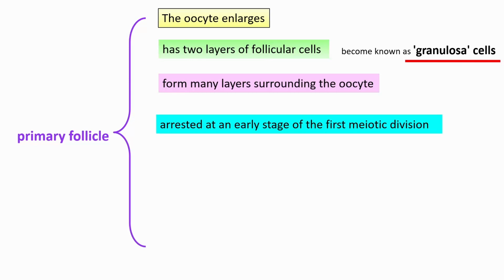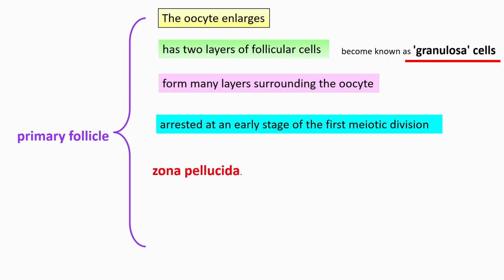And do you know when it is going to complete this? It is going to complete this first meiosis after or at the beginning of puberty. So it is going to stay in this phase of meiosis for 12-13 years, and therefore it is exposed to chances of being changed.